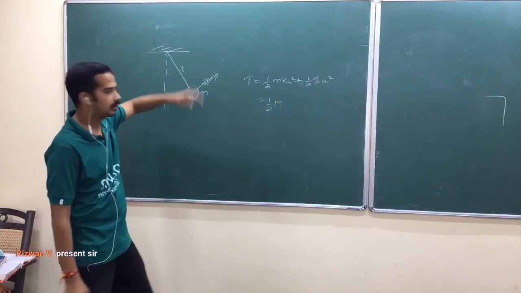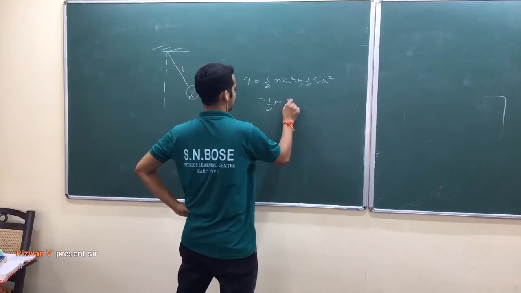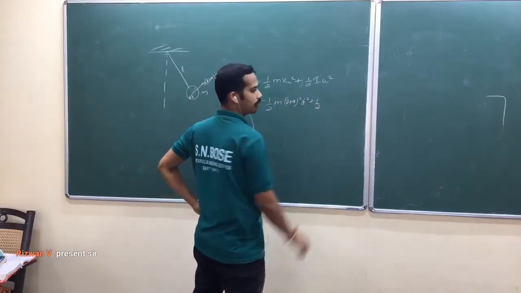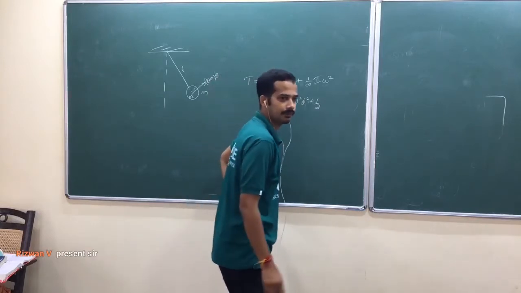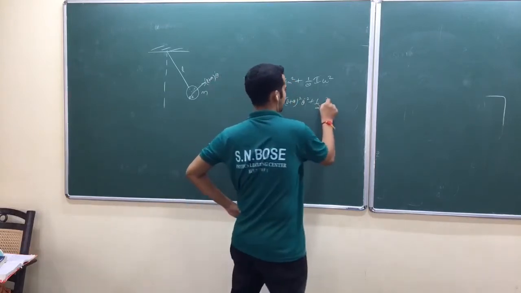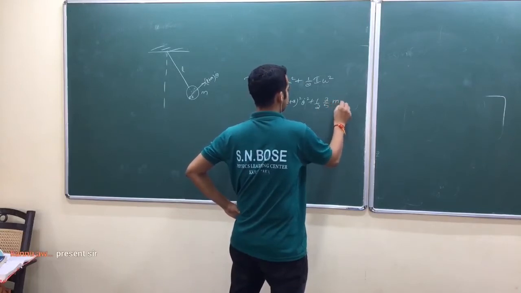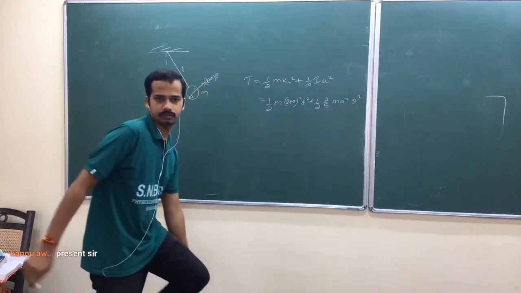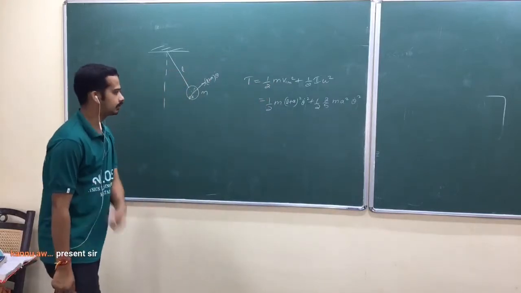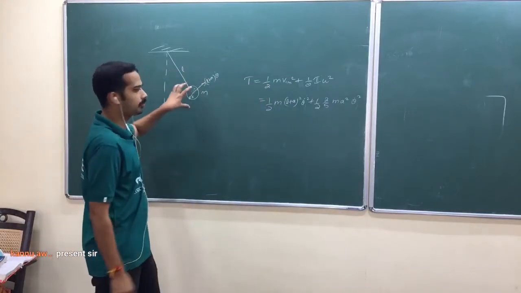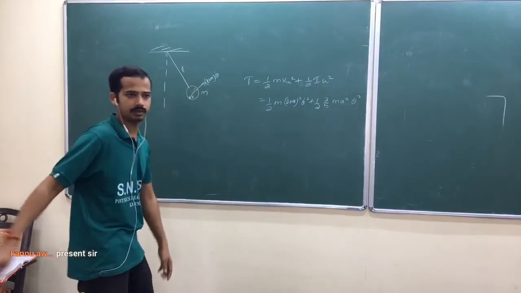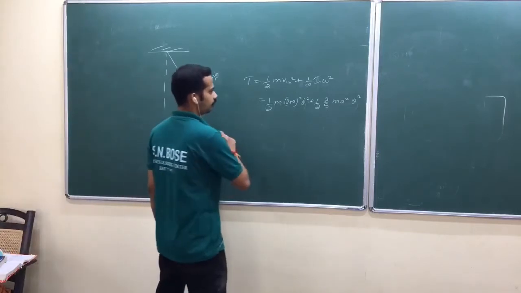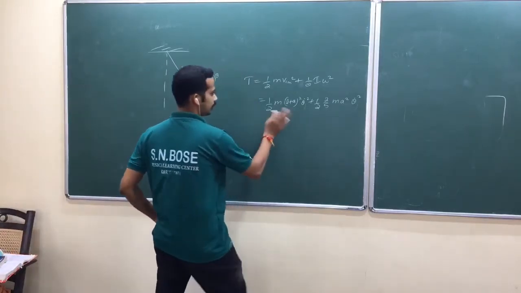So the translational part is half m (L plus A) squared theta dot squared, plus half I, where I is 2 by 5 m A squared, again times theta dot squared. We put omega equal to theta dot. Do you remember, I asked one old CSR question where they put a ring here, so that the moment of inertia would be different. Now let me just solve this one.